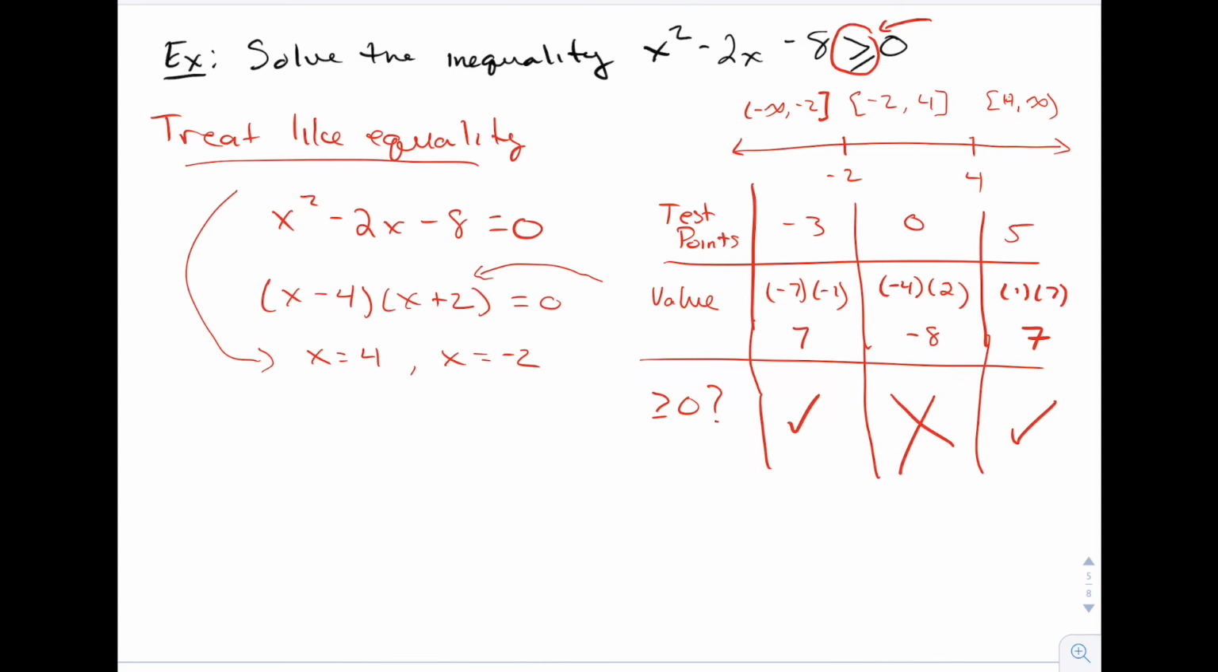So I'm going to get these two intervals from negative infinity to negative 2 and 4 to infinity. And so when we write them, we'll write them down. And if I want to join two together, I'll put this big U, which means the union, or together. And so my final answer here will be the interval from negative infinity to negative 2, union the interval from 4 to infinity.